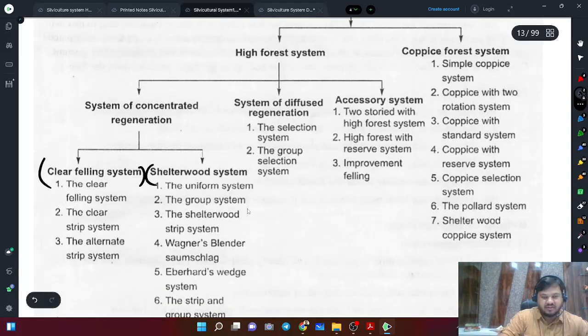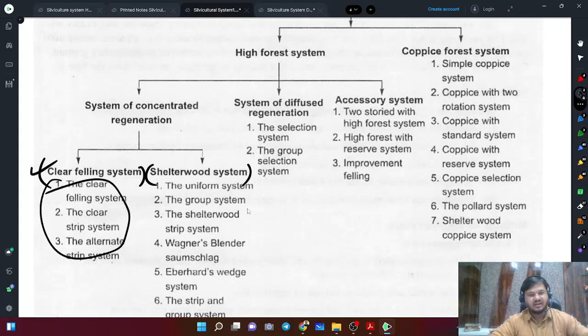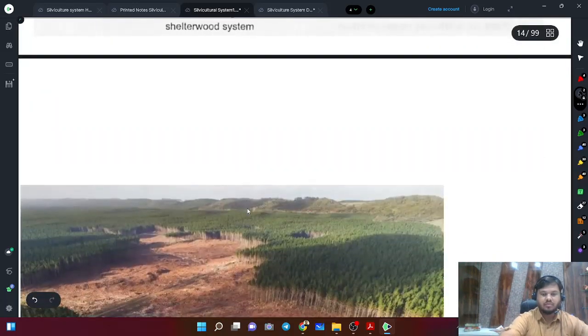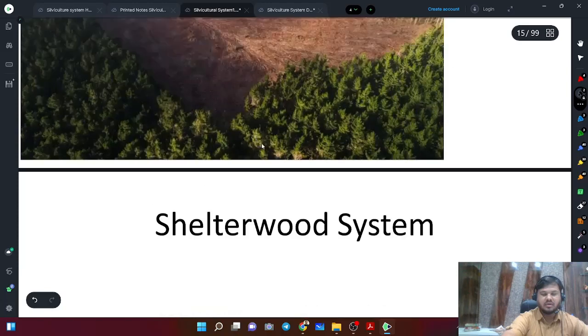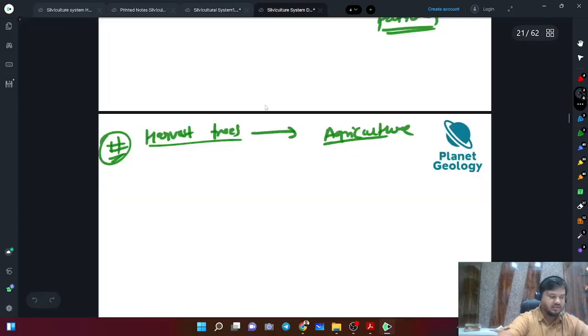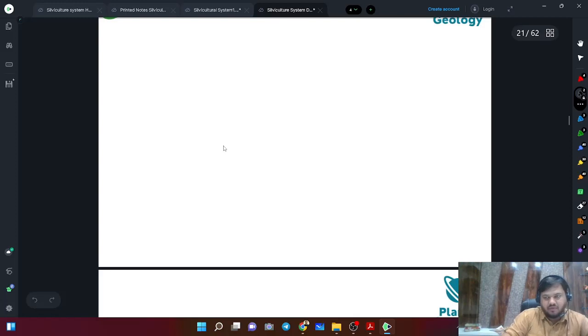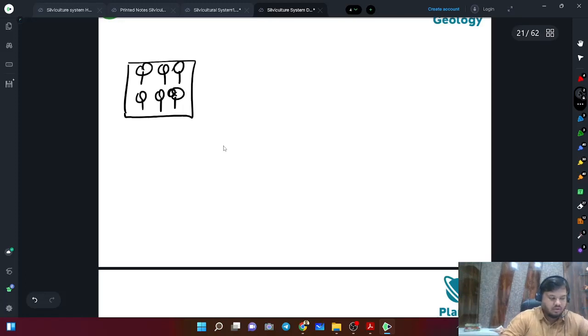That is the shelterwood system, right? These are all variations. We will take them up, but just for now, conceptually, to understand this. What they started doing is that they started leaving some of the trees. This was the clear felling system. Now suppose this is a patch of forest, and there are full-grown trees. Instead of clear felling, they are leaving a few trees.